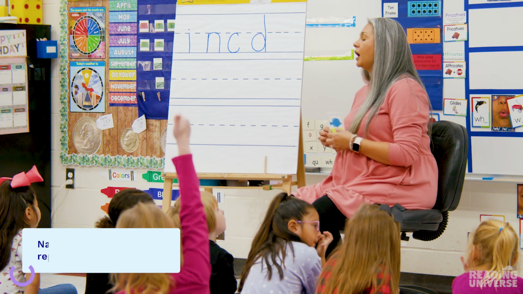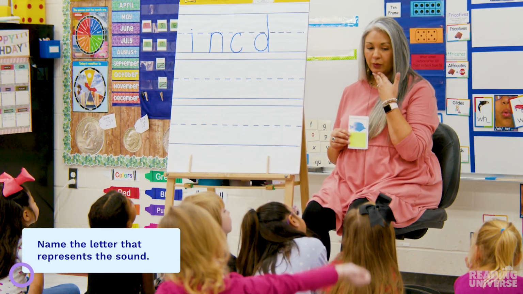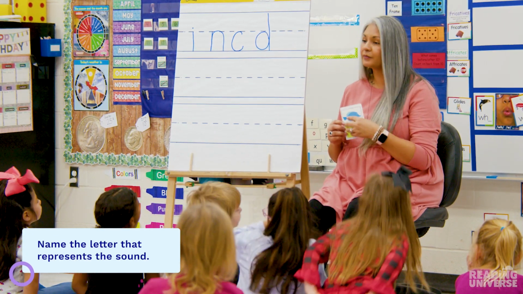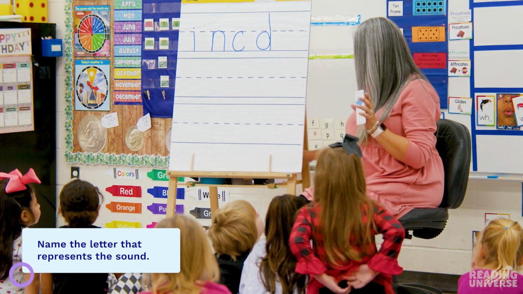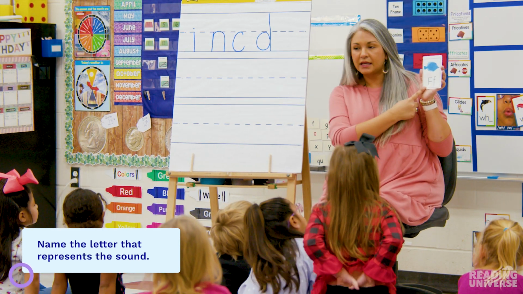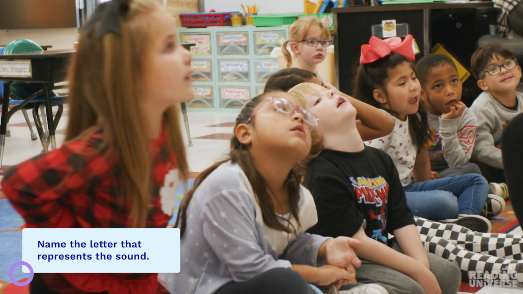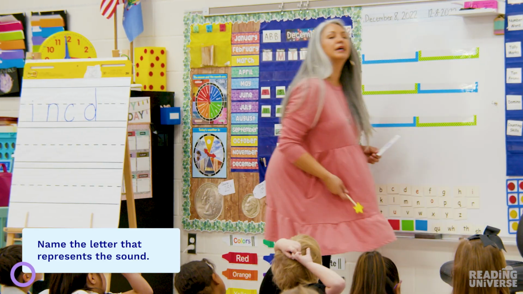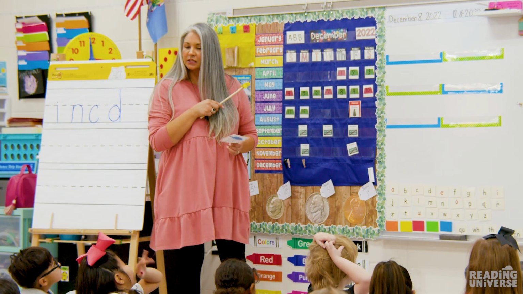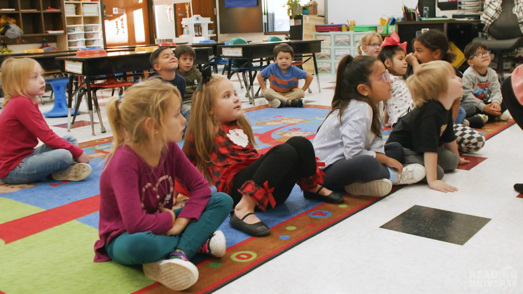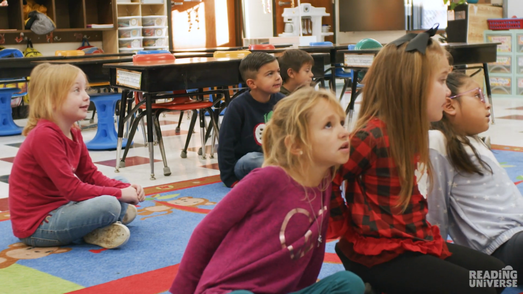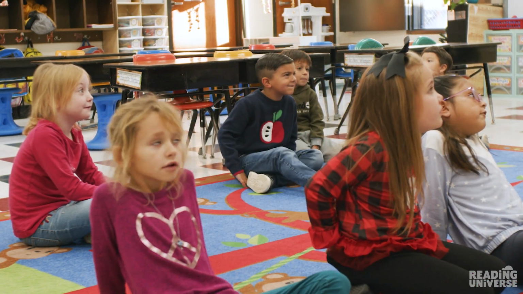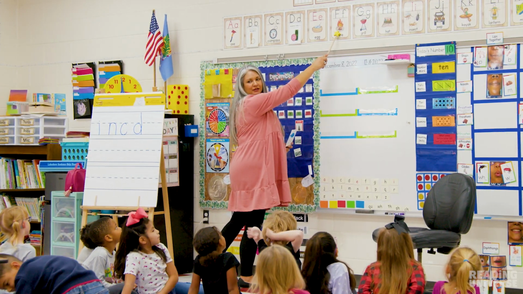Okay. Our letter that represents the sound F is an F. Very good. It is an F. Okay. This is our uppercase F and our lowercase f. Let's sing our alphabet until we find the letter F, okay? Here we go. A, B, C, D, E, F. Oh, we found it. Okay.